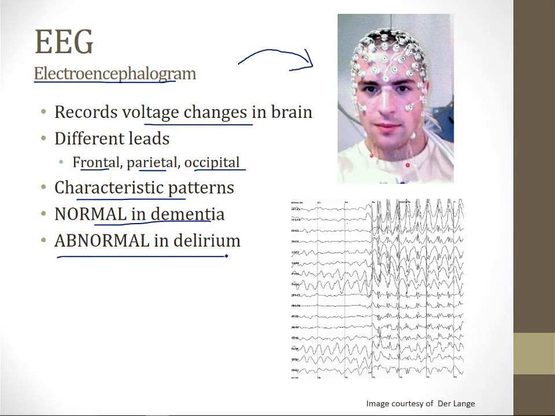abnormal in delirium. You can just think of delirium as the patient's brain sort of going haywire from an infection or another medical condition. So because of this, obviously the EEG is going to be abnormal. In dementia, there's a slow, steady cognitive decline, and the EEG does not become abnormal.